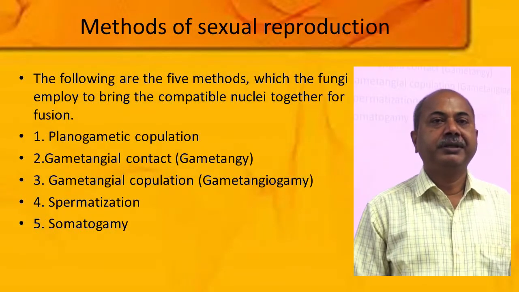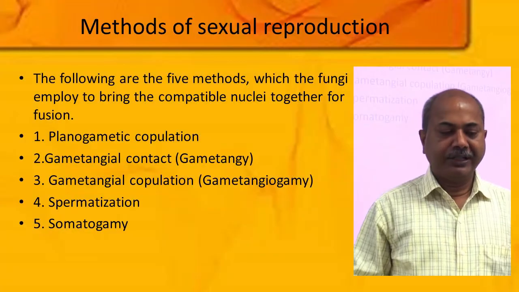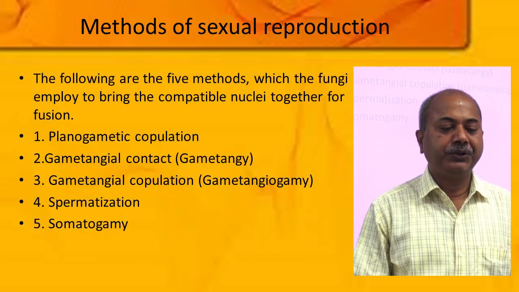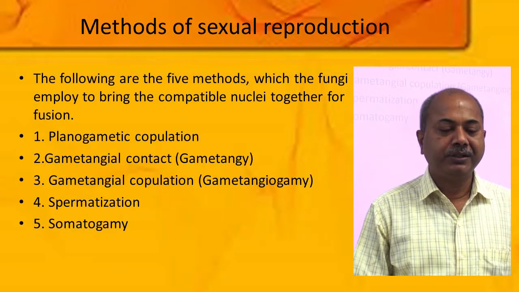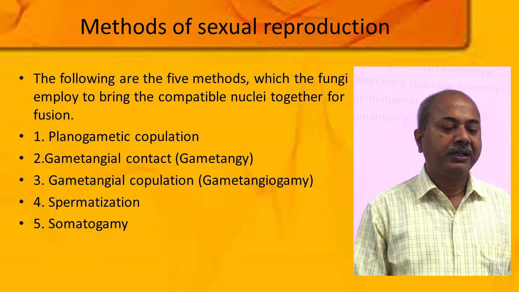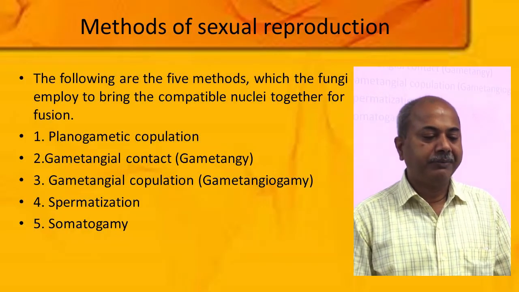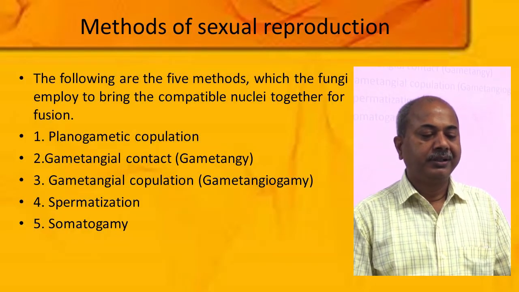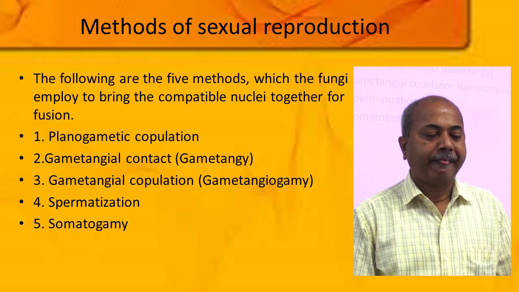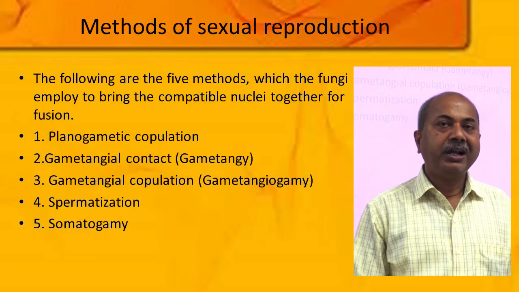There are several methods of sexual reproduction, and that is five. The methods which the fungi employ to bring the compatible nuclei together for fusion are known as the methods of sexual reproduction. One is planogametic copulation, another one is gametangial contact, then gametangial copulation, spermatization and somatogamy.